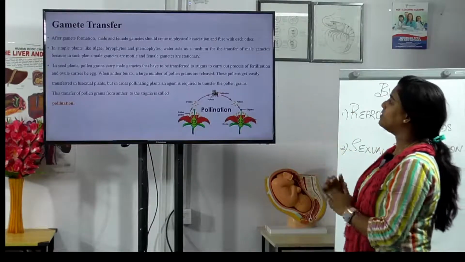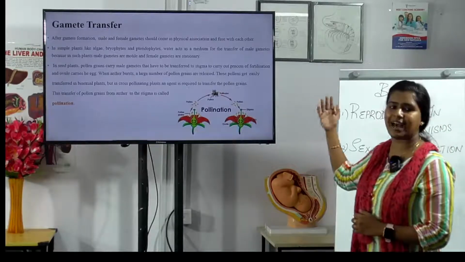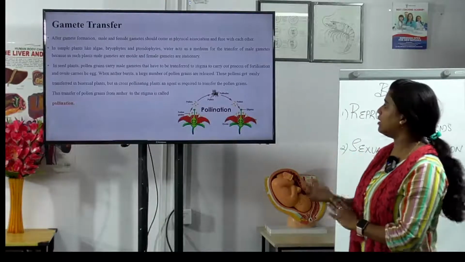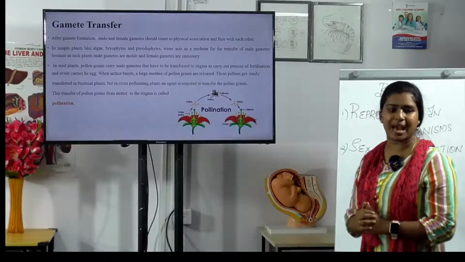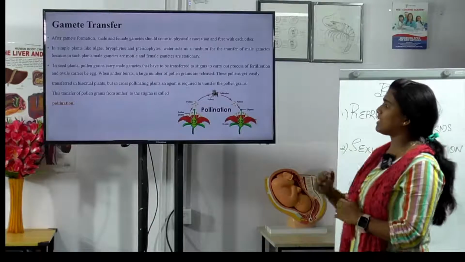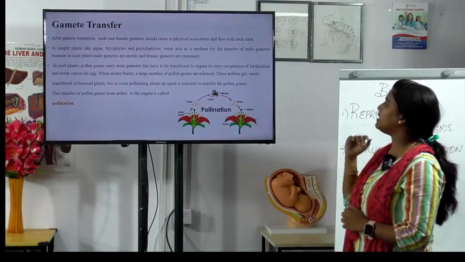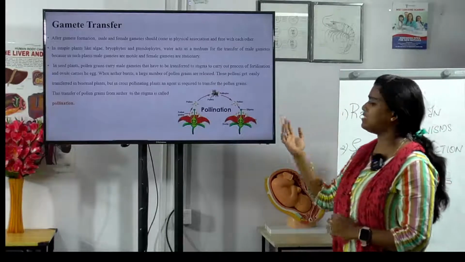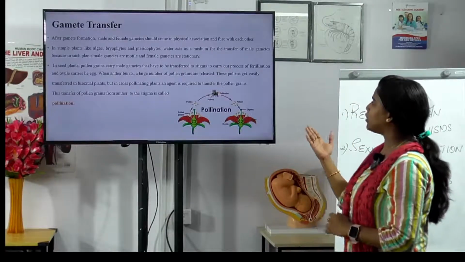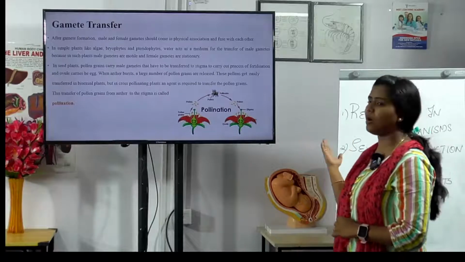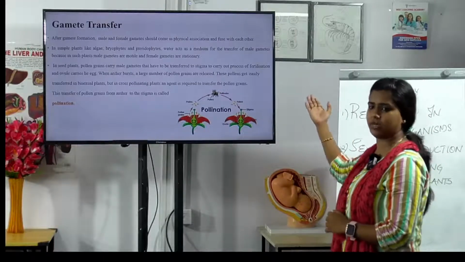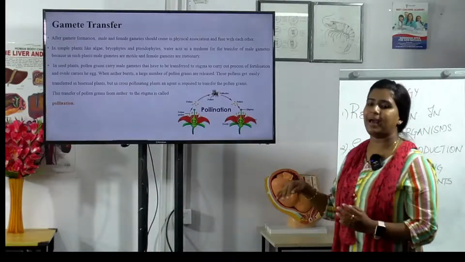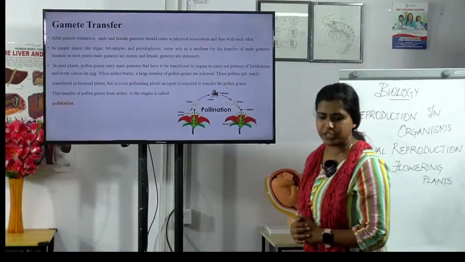In seeded plants, pollen grains carry male gametes that have to be transferred to the stigma to carry out pollination, while the ovary carries the eggs. When the anther bursts, a large number of pollen grains are released, and these are easily transferred in bisexual plants. But in cross pollinating plants an agent is required to transfer the pollen grains, like water as mentioned before. This transfer of pollen grains from anther to stigma is called pollination.